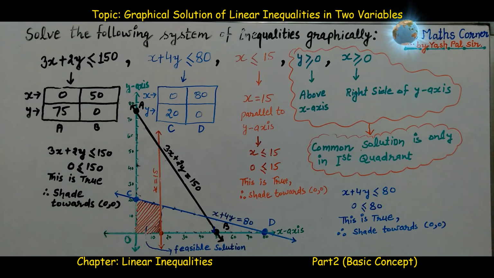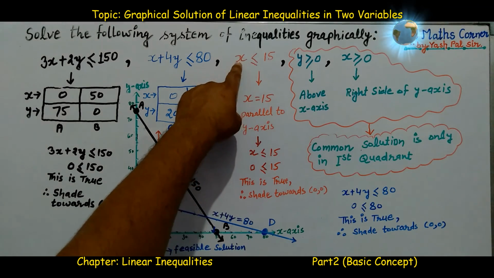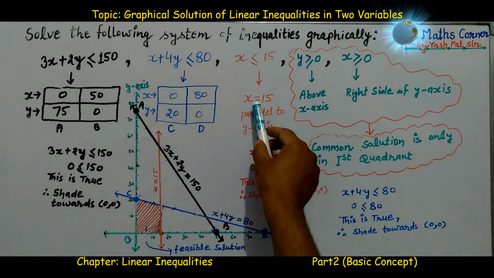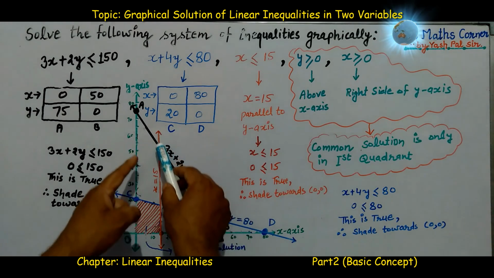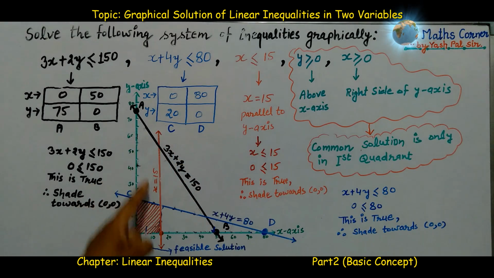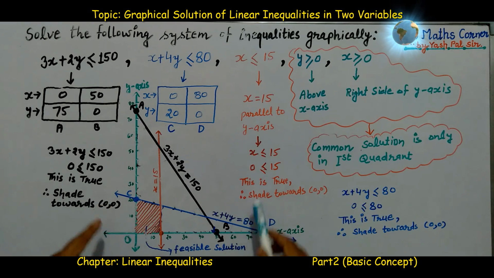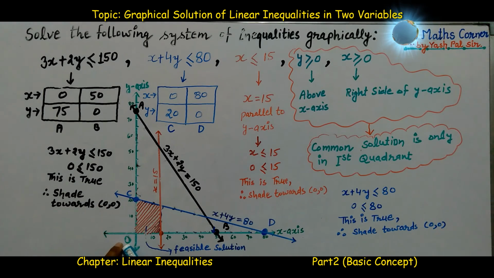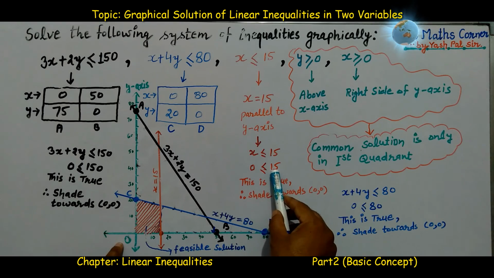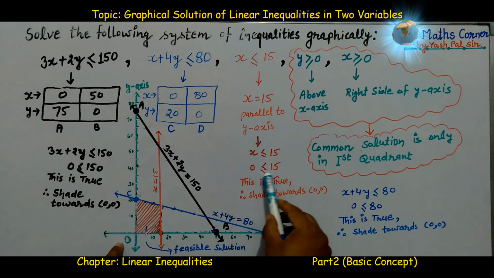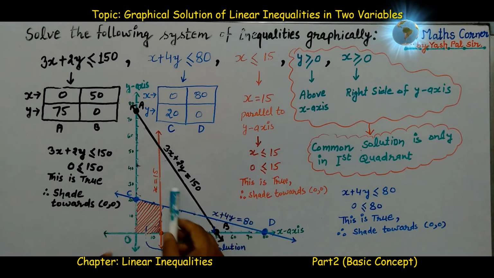Third inequality, x less than or equal to 15. The equality is x = 15, so the line is parallel to the y axis. Again we put the origin coordinates, that is x = 0. This is less than or equal to 15, this is true. So again shade towards (0, 0) of this red line.